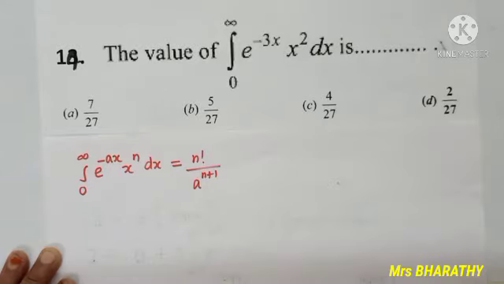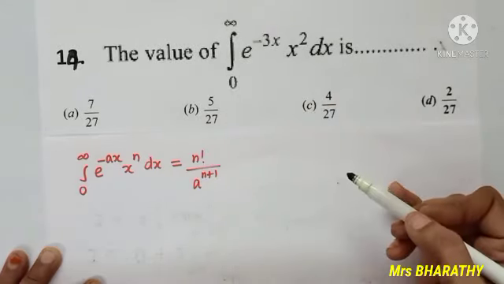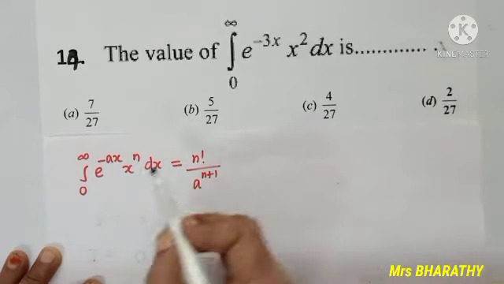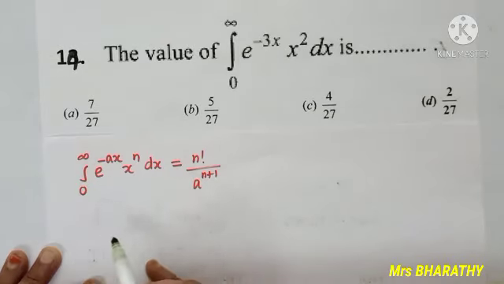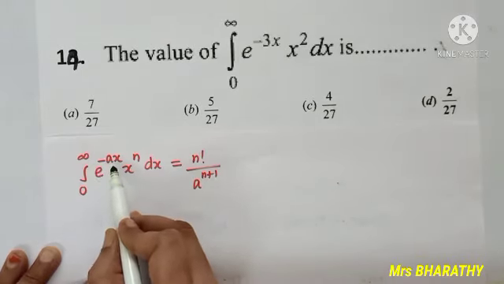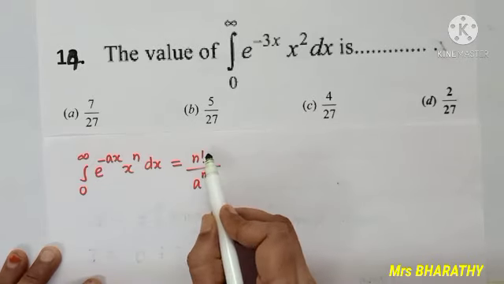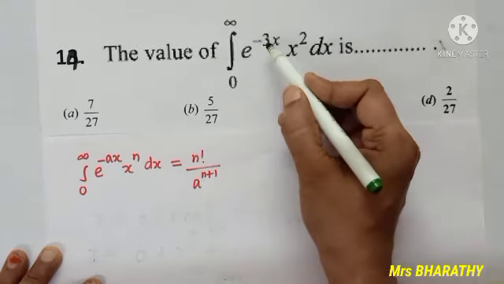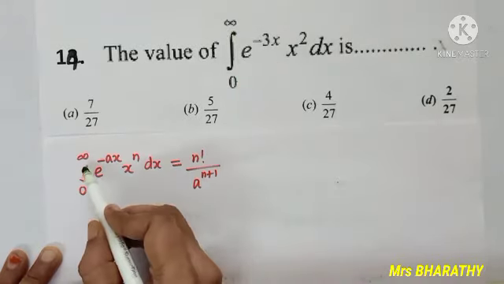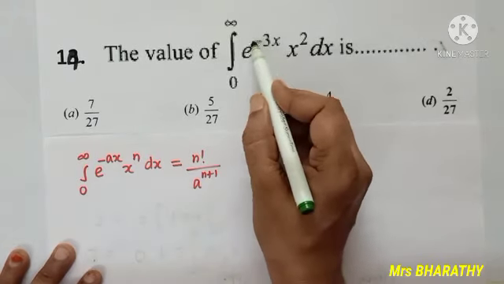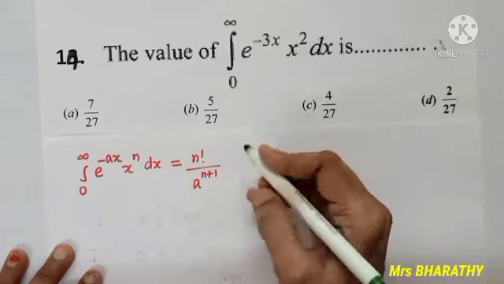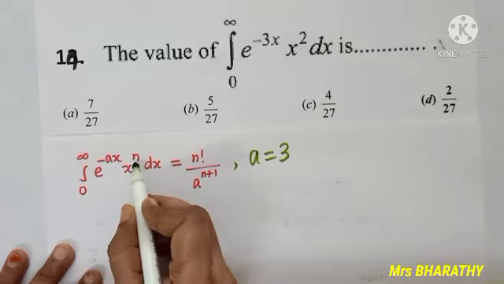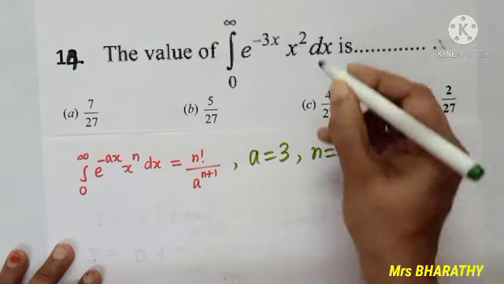Question number 14, the value of integral 0 to infinity e power minus 3x x square dx. Let us recall the formula. Integral 0 to infinity e power minus ax x power n dx is n factorial by a power n plus 1. As we compare, 0 to infinity, the limits are right. E power minus should come. Yes, a value is 3. X power what? That I call n. So n value is 2.